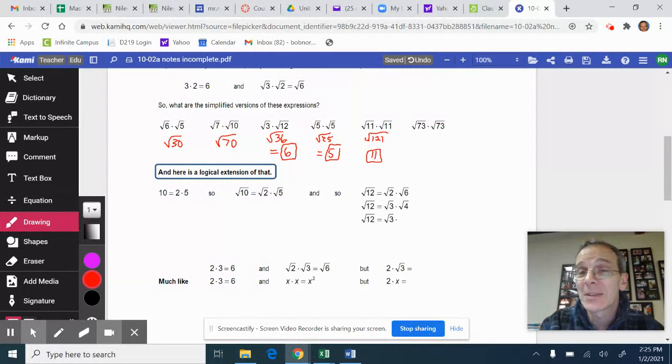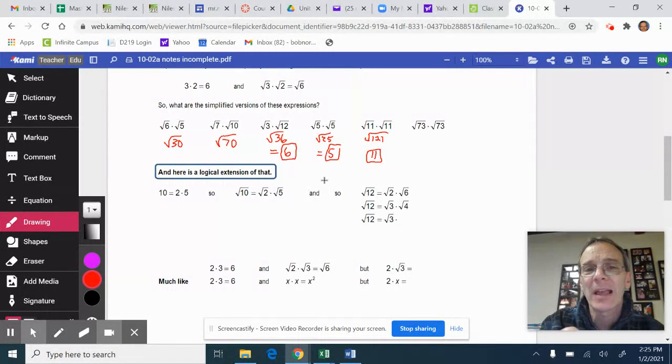Now, can anybody do 73 times 73 without a calculator? Stop. If you're reaching for the calculator, stop. Can you do it? Probably not. You know what? I can't either. But you know what else? It doesn't matter. I know what the simplified version of this expression is, and you ought to be able to tell me also without a calculator.